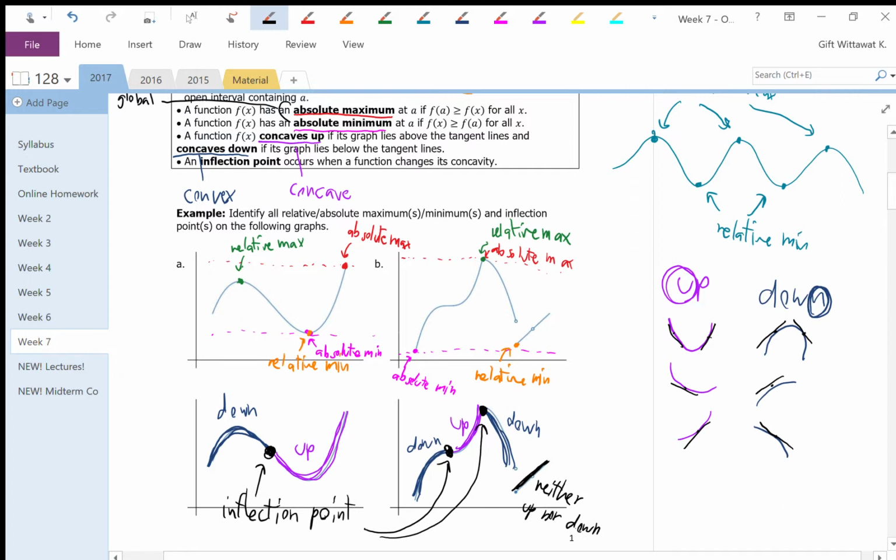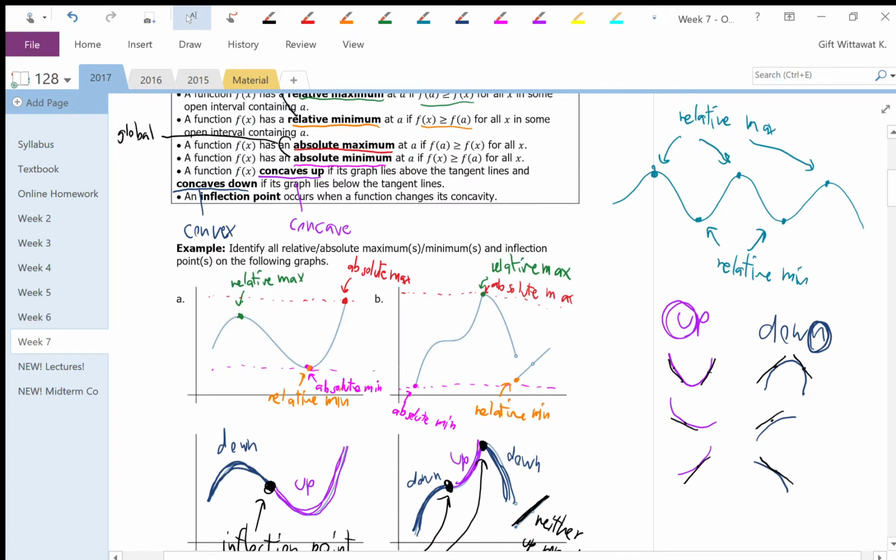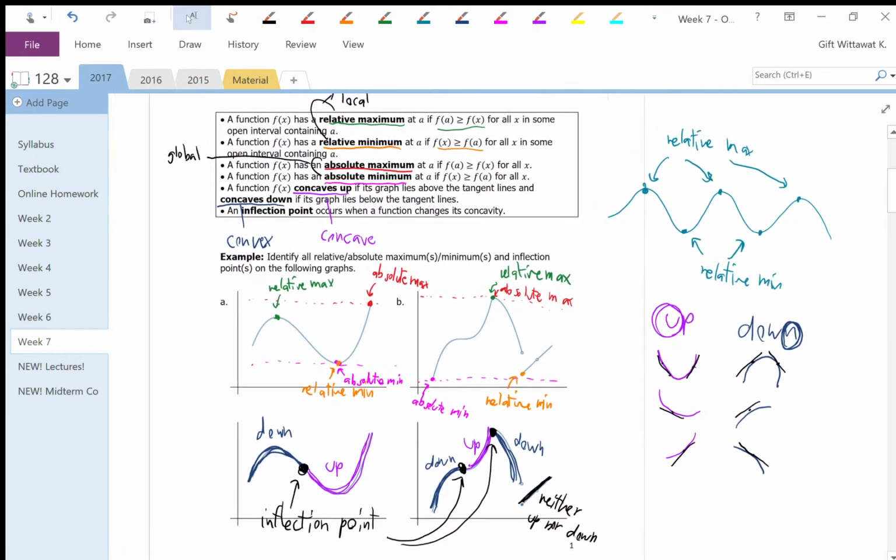So graphically, if you want to identify the relative max, relative min, absolute max, absolute min, when the graph is concave up, and when the graph is concave down, that should be pretty simple.